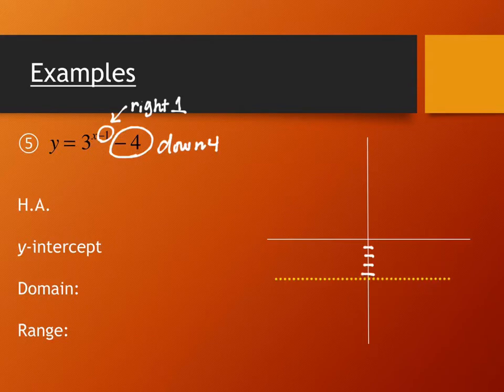I'm going to move it. Hang on, my screen a little bit bigger. Okay, so there's my asymptote, right? It shifted down 4, so my horizontal asymptote is now at y equals -4.